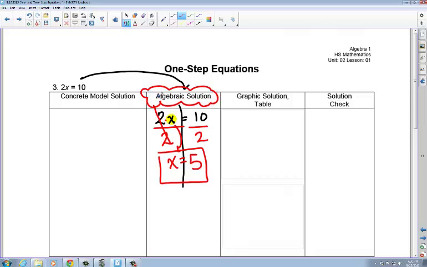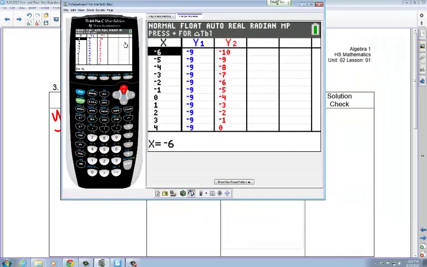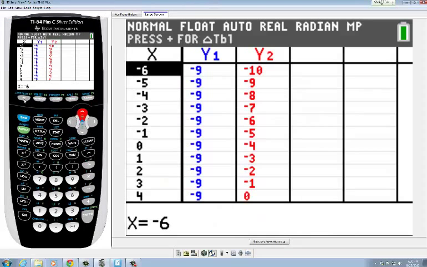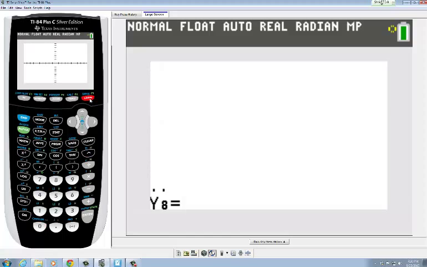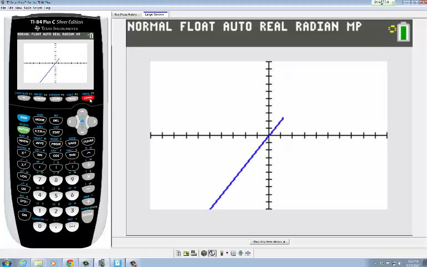Okay, so now it's calculator time. I know whenever I use my calculator, the left side is y1 and the right side is y2. So when I bring over my calculator, I'm going to type in my y1 as 2x, and I'm going to type in my y2 as 10. When I graph it, I'll get 2 lines. And remember, when we get the 2 lines, we're looking for the intersection of the 2. That's our solution. Not our y value, but our x value, because that's our variable that we're looking for, our x variable.